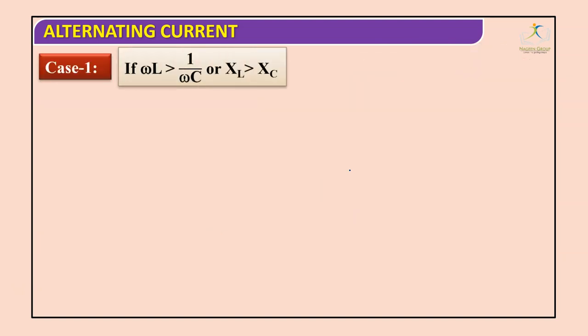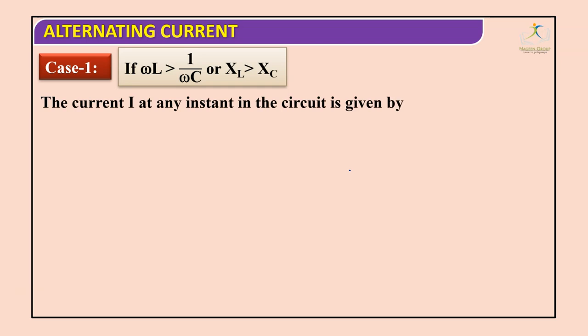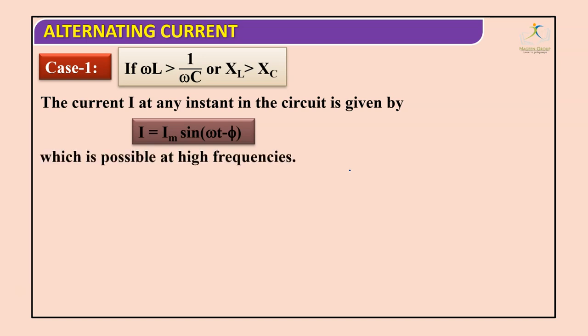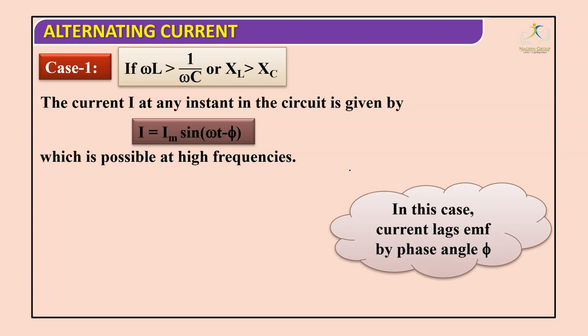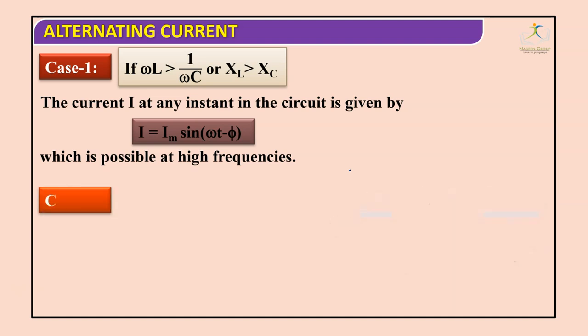Case 1: if ωL is greater than 1/ωC, or we can say XL is greater than XC. For that scenario, the current I at any instant in the circuit is given by I = Im sin(ωt − φ), which is possible at high frequencies. In this case, current lags the EMF by phase difference φ.